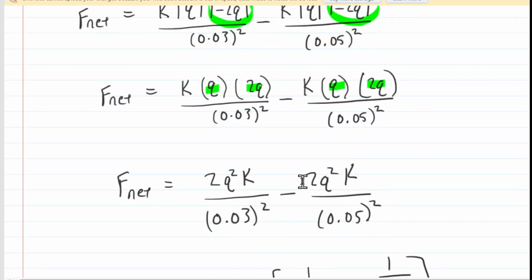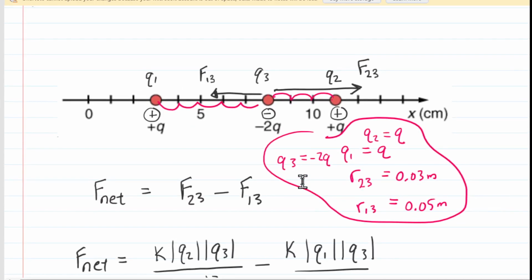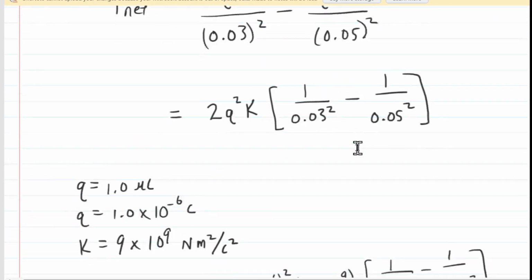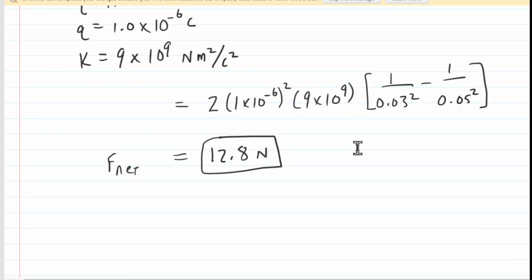And that's sort of what we predicted, because when we look back at the drawings of the force vectors, we made F23 a larger force vector relative to F13. So we had already anticipated that the net force would turn out to be positive because that vector pointing to the right is larger than the vector pointing to the left. So again, the final net force is 12.8 newtons.